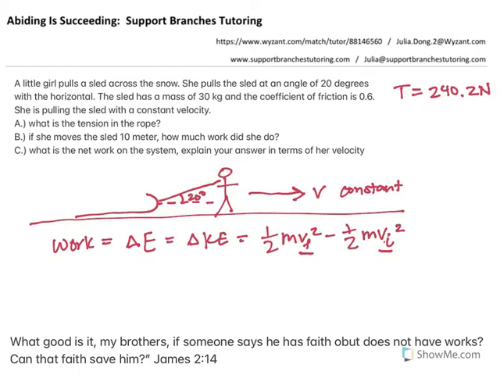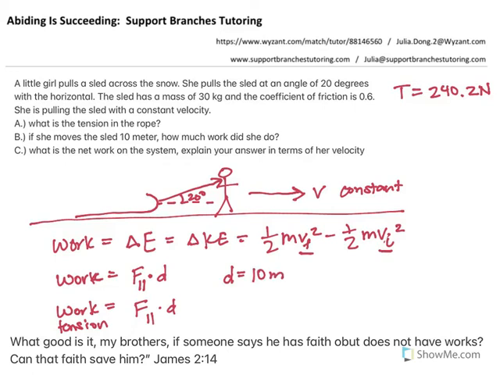But we can also think of work as being force times the distance traveled. And this force would be the force that's parallel. And so here, we can calculate the work from essentially the tension in the rope as the force that's parallel times the distance. And they gave us that she's moving a distance of 10 meters.